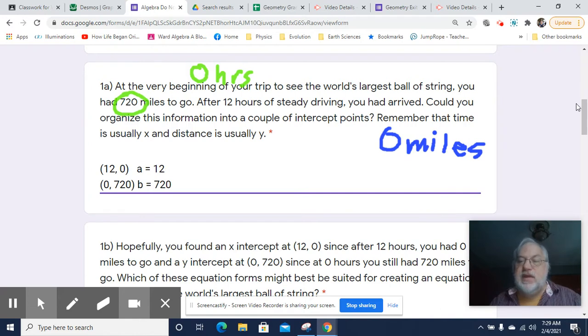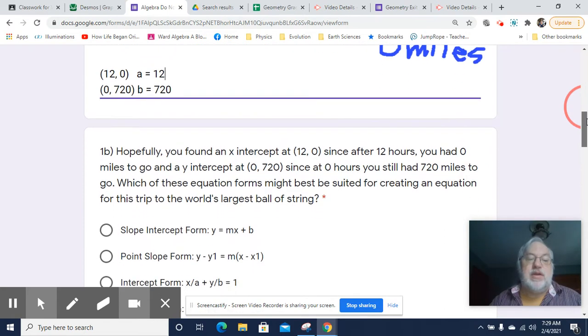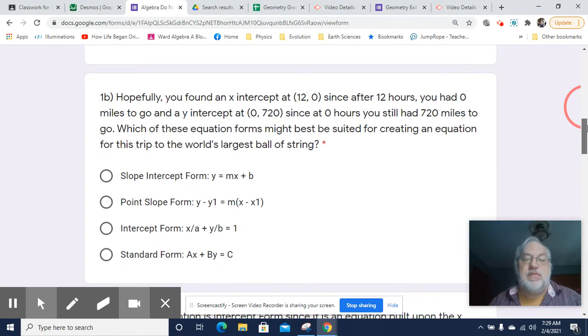So there you have the information that's asked for. You've got a couple of intercepts. X-intercept is 12, y-intercept is 720. So hopefully you found them. You found an x-intercept at 12, 0, and you found a y-intercept at 0, 720, and I explain why in here again.